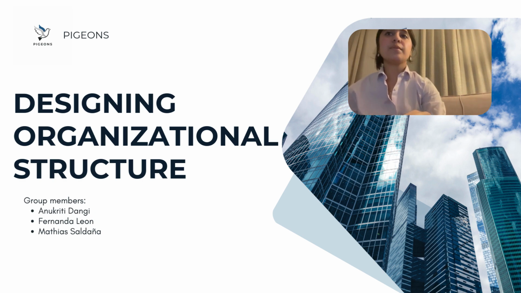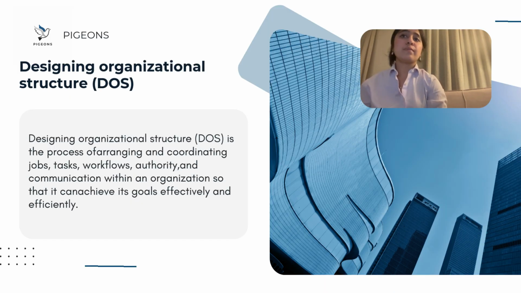So we will be talking about designing organizational structure of chapter 7. My name is Onikriti Dangi, and we're going to be talking about designing organizational structure. It is the process of arranging and coordinating jobs, tasks, workflows, authority, and communication within an organization so that it can achieve its goals effectively and efficiently.